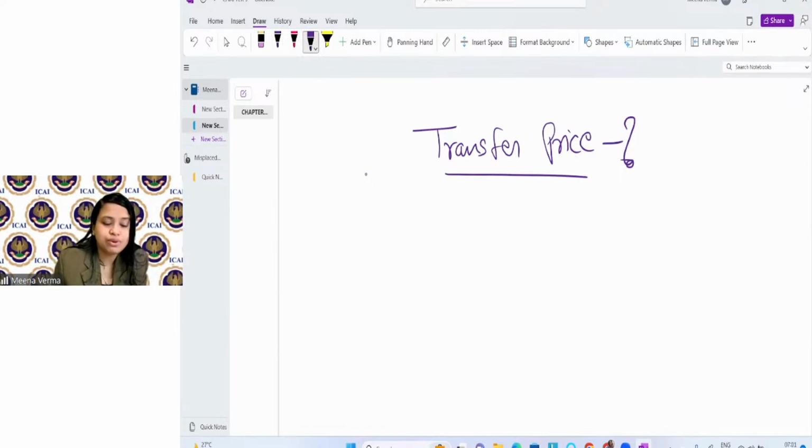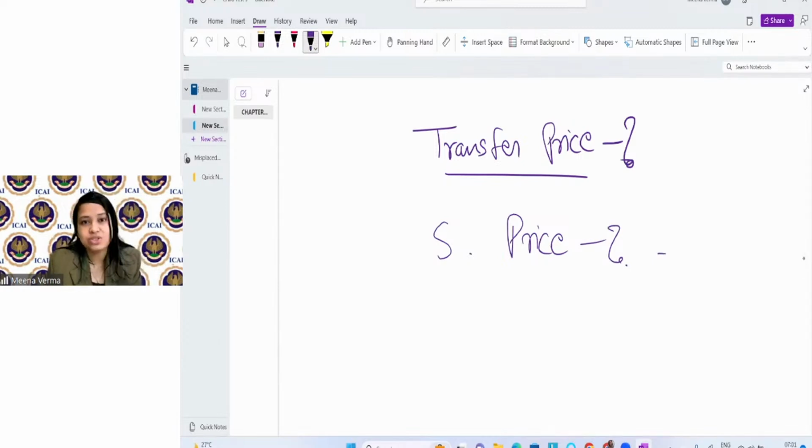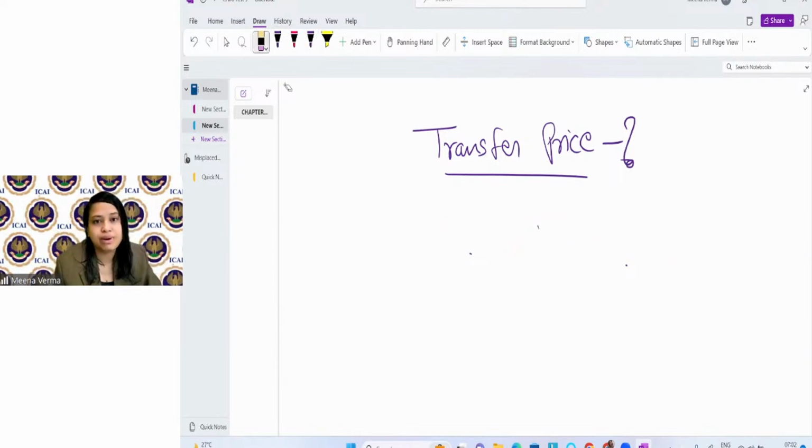As you remember, we have done a chapter where we studied the selling price. I told you that finding the price of a good you want to sell in the market is not an easy task. We have to consider a lot of factors while deciding the selling price of a good when we want to sell a product in the market. Now here, you are transferring the goods from one department to another department.